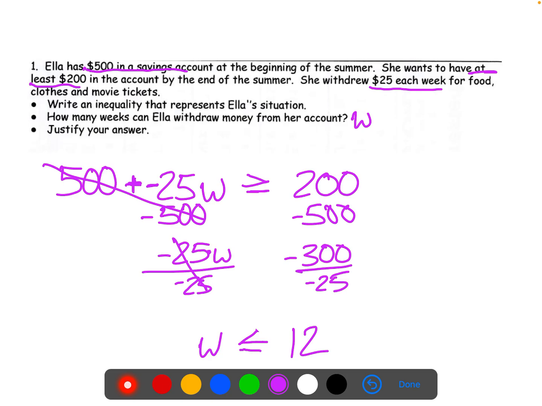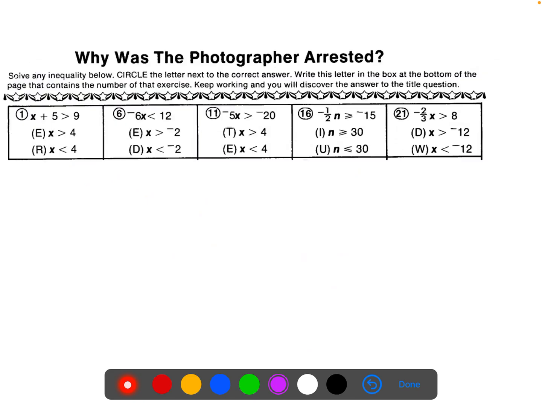Okay? Now we're going to apply this idea. I do want you to do the rest of these problems, and then we'll talk about the next part. Here, we're looking at some inequality statements, but they're out of context now. So we don't have a situation or a story to look at. We just have an inequality to solve and then determine if x is greater than 4 or less than 4. That's what we're going to be looking at on the back side of this.